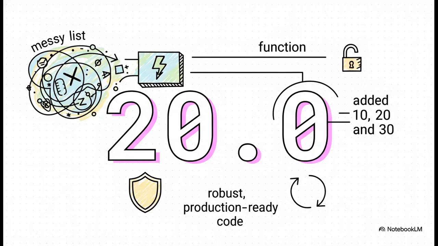And here it is, the payoff. We gave our function this messy list with numbers and text. A fragile function would have died instantly. Ours, it didn't even blink. It intelligently skipped the bad data, processed the good stuff, and returned the correct average. This is what we mean when we talk about robust, production-ready code.